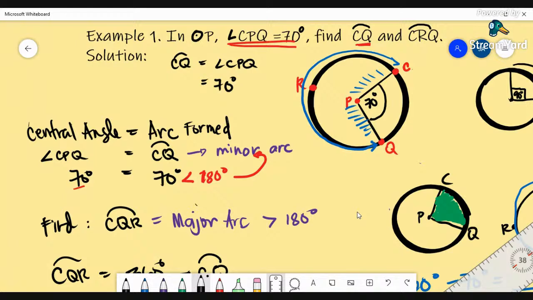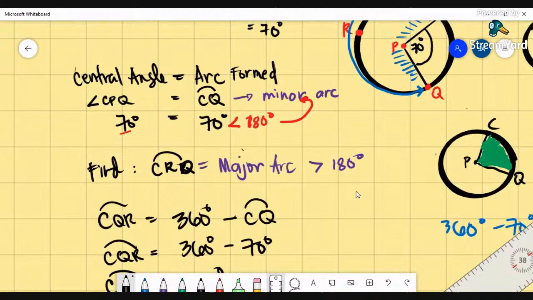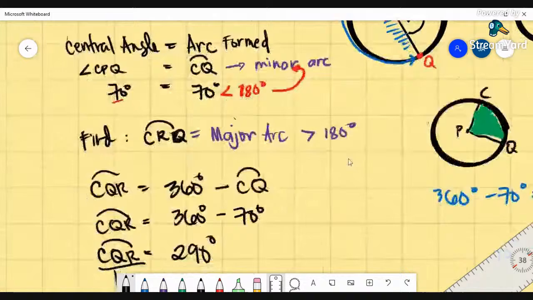CRQ muna tayo. We have arc CRQ. So we have arc CRQ. For that problem, our arc CRQ measures greater than 180. So therefore, this is a major arc. So in order for us to find now the measure of arc CRQ, we have the formula right here.